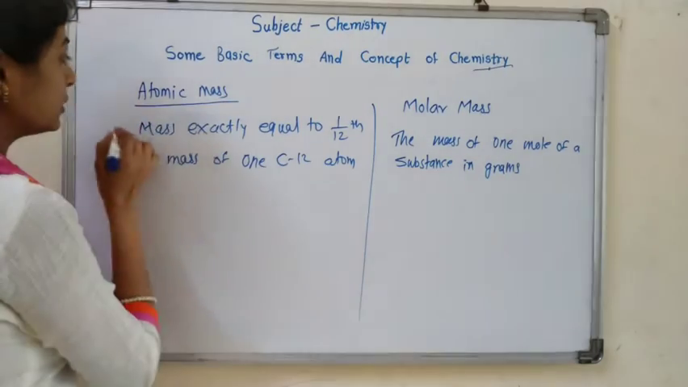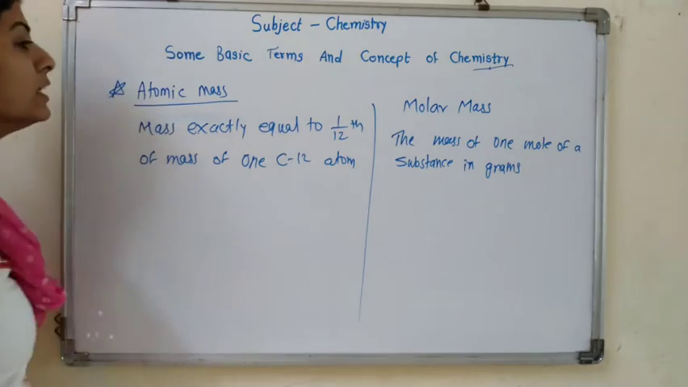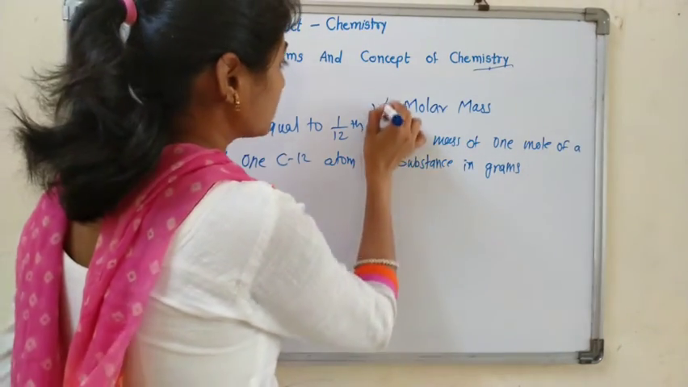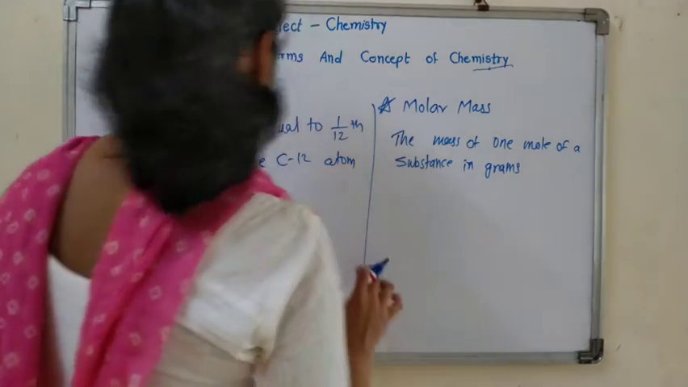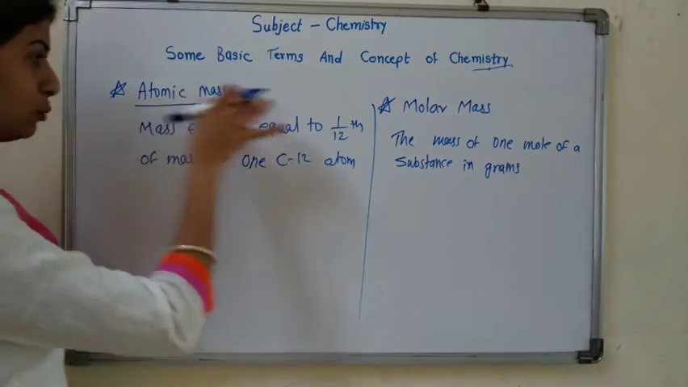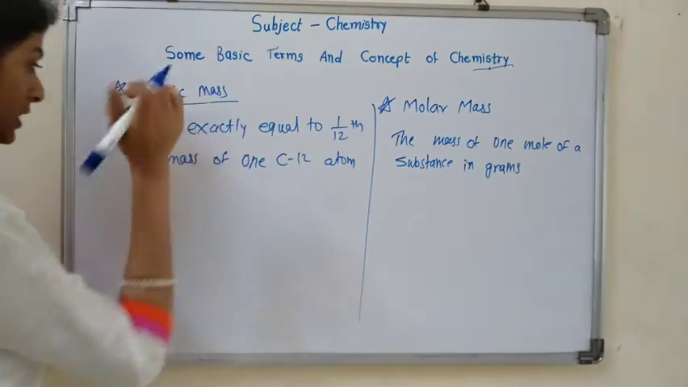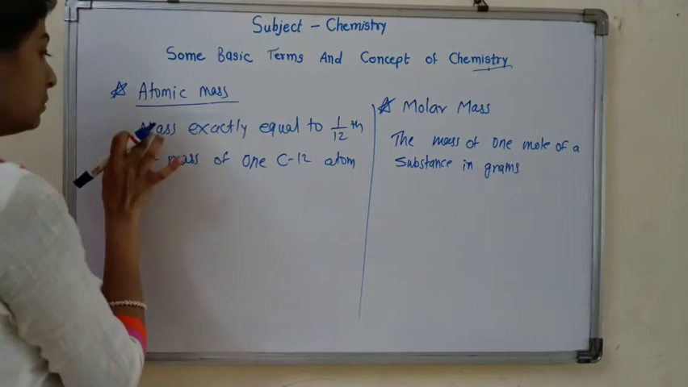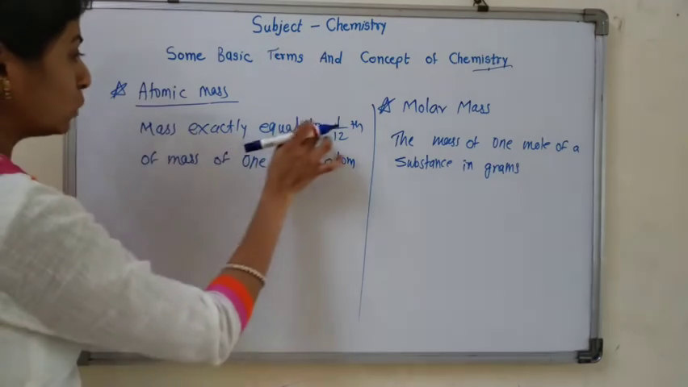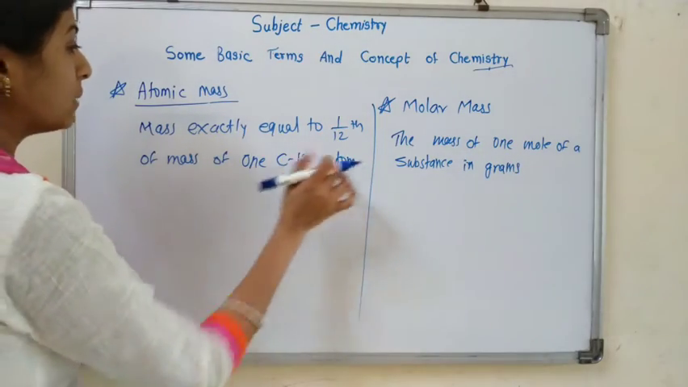Now, yesterday we were seeing about atomic mass. The new concept is molar mass. What is the basic difference between atomic mass and molar mass? Let's see. Atomic mass is nothing but the mass exactly equal to 1/12 of the mass of one carbon atom.